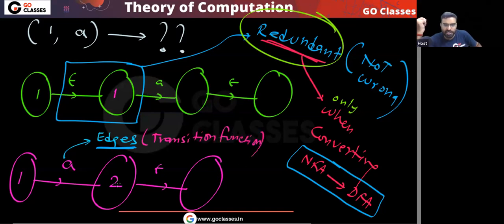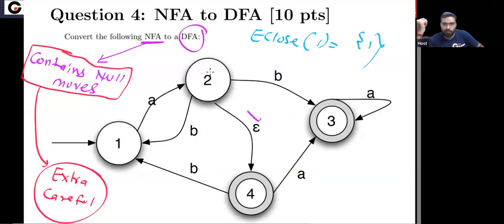Now you tell me, from state 2 for free, where can you go? You are in state 2. For free you can go to state 2. For free you can go to state 4. Yes or no? If you are in state 2, for free, this is your extended transition function. From state 2 for free, where can you go?